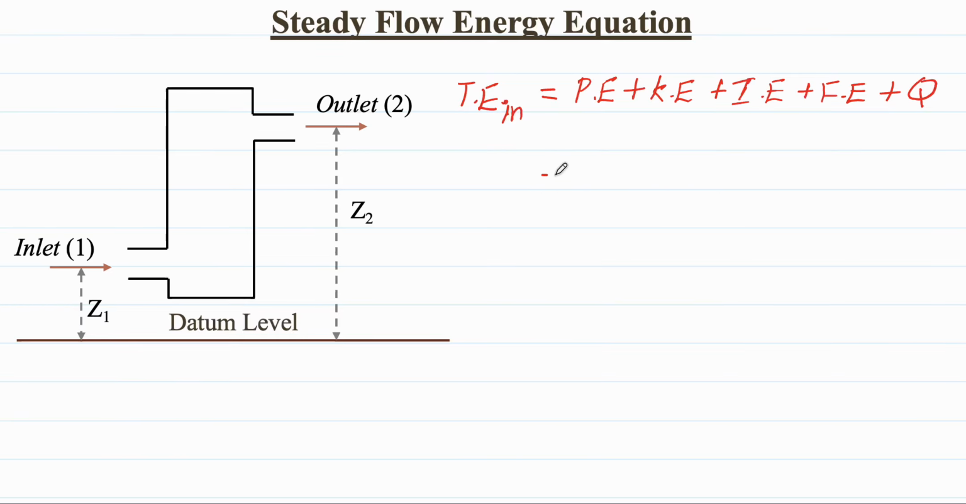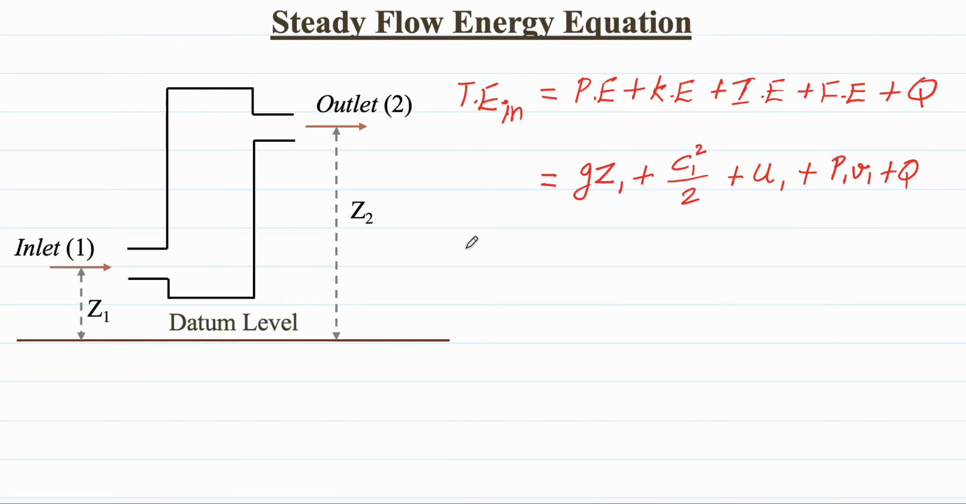So if we write their expressions, we are talking about specific energies and specific volume. So we are going to write them without their mass. So we are going to write potential energy as gZ1, plus kinetic energy C1 square by 2, plus internal energy U1, plus flow energy P1 times specific volume at the inlet V1, plus Q.